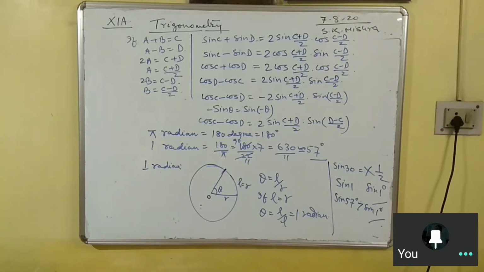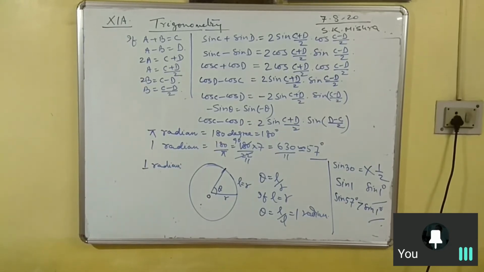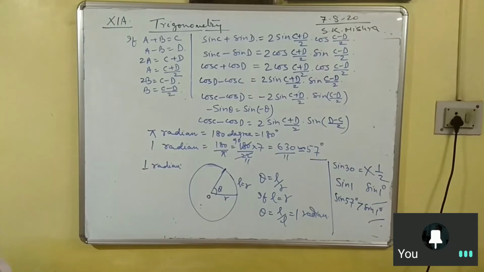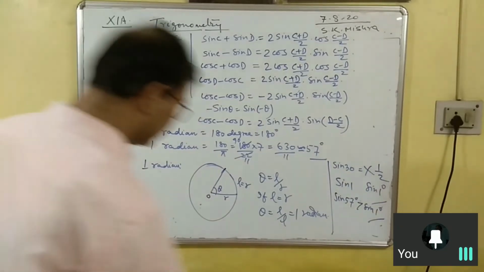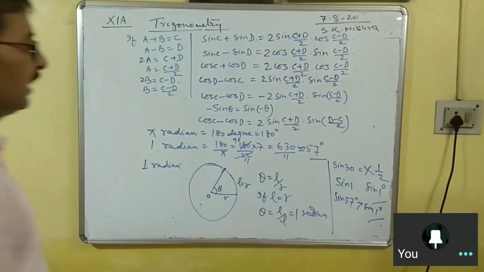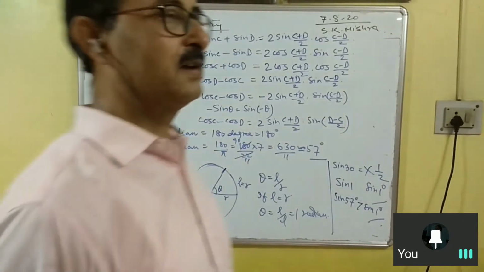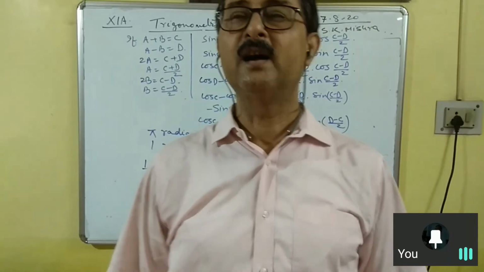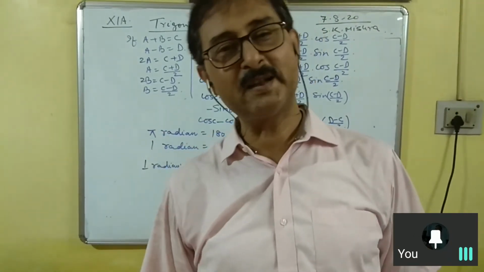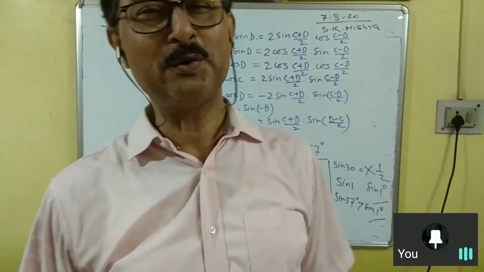Then we are talking about a few concepts of coordinate geometry, because it is equally important. Now, coordinate geometry. That portion: sin theta, sin 90 plus theta, sin 90 minus theta, cos 90 plus theta, cos 90 minus theta. This portion you can do yourself.